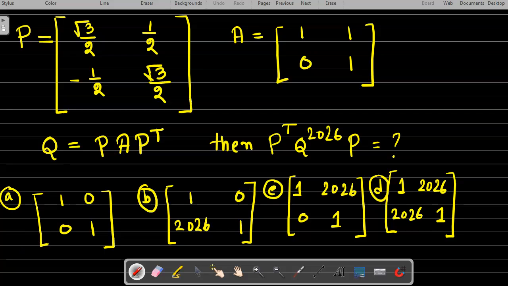In today's class, let's solve this matrix problem. It is given that P is equal to this matrix, A is equal to this matrix. Now Q is equal to P A P transpose. You have to find what is P transpose Q to the power 2026 P.